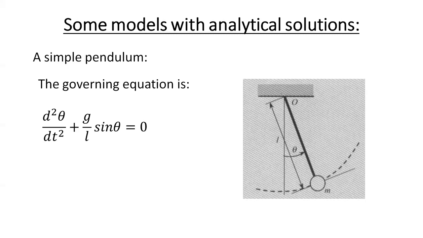Generally, this nonlinear equation is converted to a linear equation by making a simple assumption, that is theta tends to zero. This assumption confines the oscillation of the pendulum to small values about its mean position. The linear form of the nonlinear governing equation is now on display.